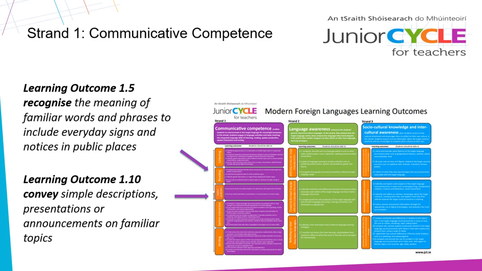Let's look at these 2 learning outcomes from strand 1 and consider what the potential learning is. We chose learning outcomes 1.5, belonging to the element reading, and 1.10, belonging to the element spoken production. We have created a mind map using Coggle. We, as a department, considered what the visible learning within these learning outcomes might be at various stages throughout junior cycle.